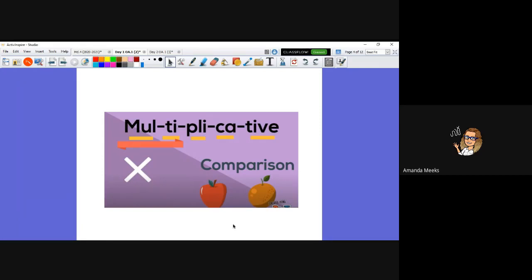All right, today, guys, we are going to be talking about multiplicative comparisons. We just watched a short little video clip to start our day, and it explained what multiplicative comparisons are. Remember, multiplicative comparison: multi, like you're multiplying, and comparison, you're comparing two or more things.